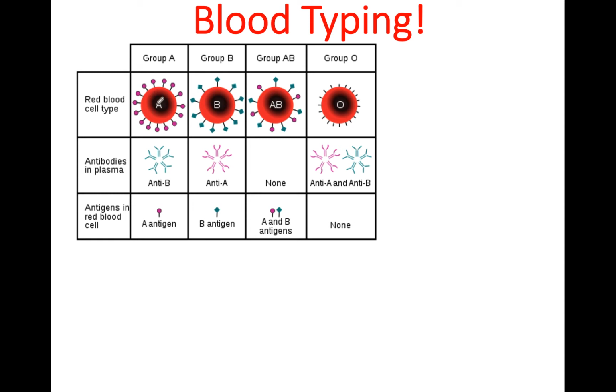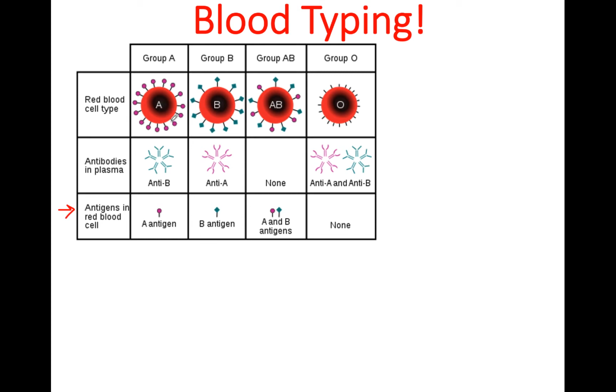Blood comes in 4 different types: A, B, AB, and O. The way that they're named is dependent upon which antigens are present on the red blood cell surface. All these little spiky things, these are called antigens. Notice that O blood type doesn't have any antigens. It's bare. So A blood type has A antigens, B blood type has B antigens, AB blood has both A and B antigens, and O has no antigens. They're all listed in this last row.